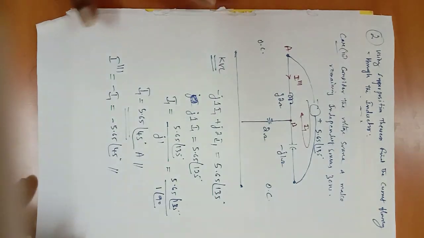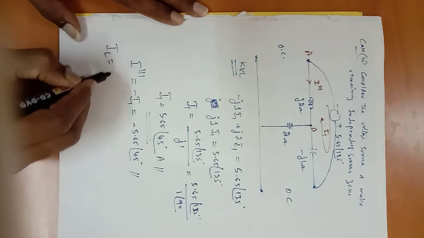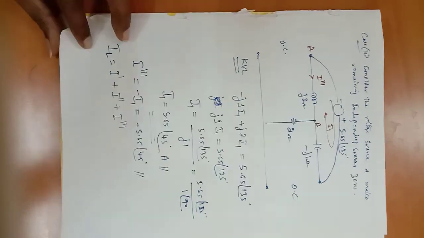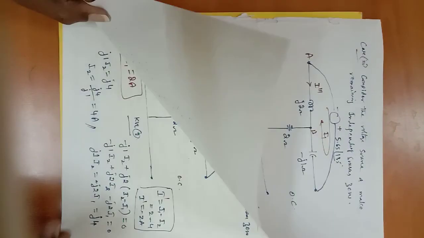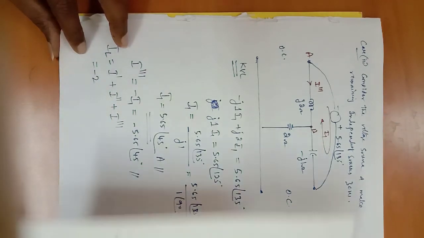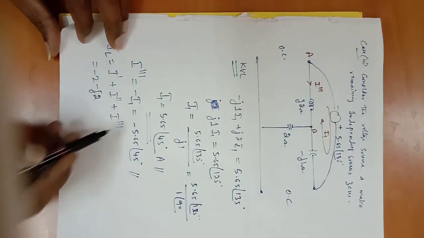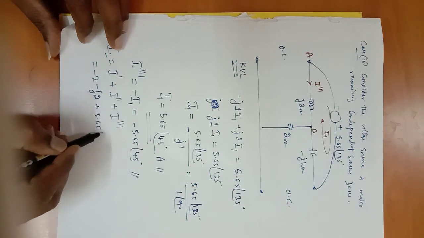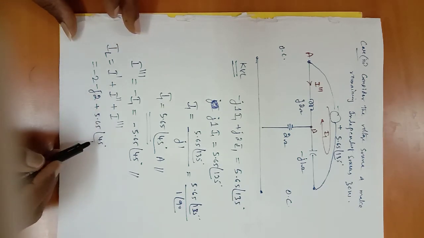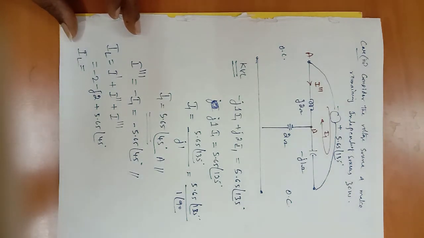Then according to superposition theorem, what is the concept? The actual current IL is equal to I dash plus I double dash plus I triple dash. Now what is I dash? I dash is equal to minus 2 ampere. So what is I double dash? I double dash is equal to minus J2. I triple dash is plus 5.65 at an angle 45 degree. Calculator will accept both rectangular and polar forms. Substitute to get the answer for IL.